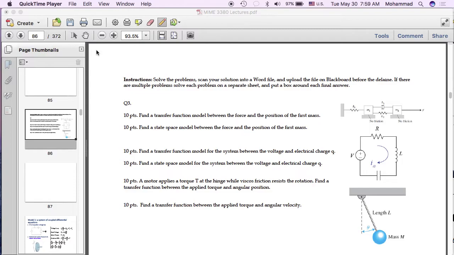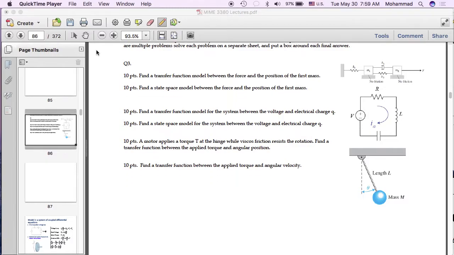The first question asks for a transfer function model between the force as the input applied to mass 2 and the position of the first mass. So what we need is a model where the position of the first mass is in the numerator and the force in the Laplace domain is in the denominator. Of course, the first step is to come up with the differential equation.